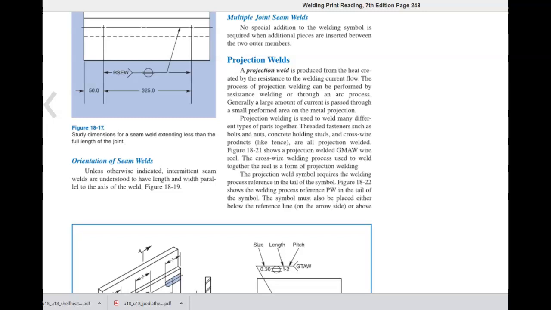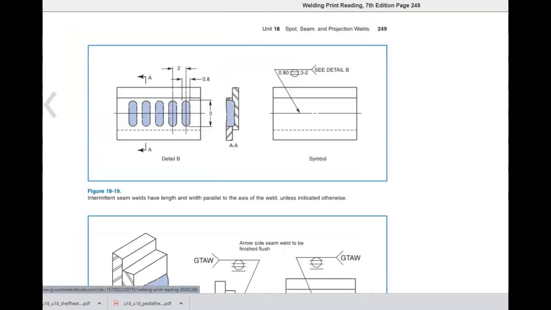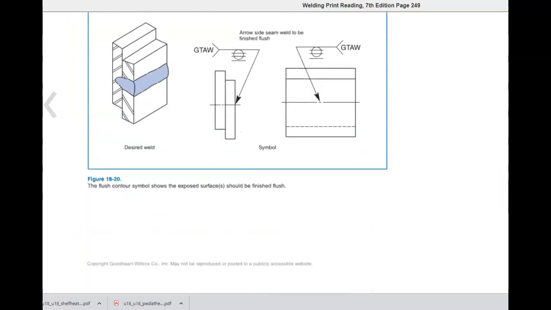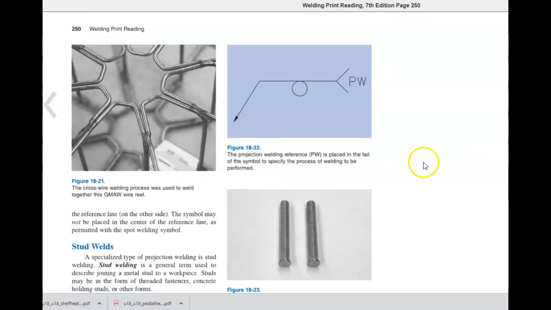Figure 18-21 shows a projection welded MIG wire reel. The crosswire welding process is used to weld it together. The reel is a form of projection welding. A crosswire welding process was used to weld together a MIG wire wheel.